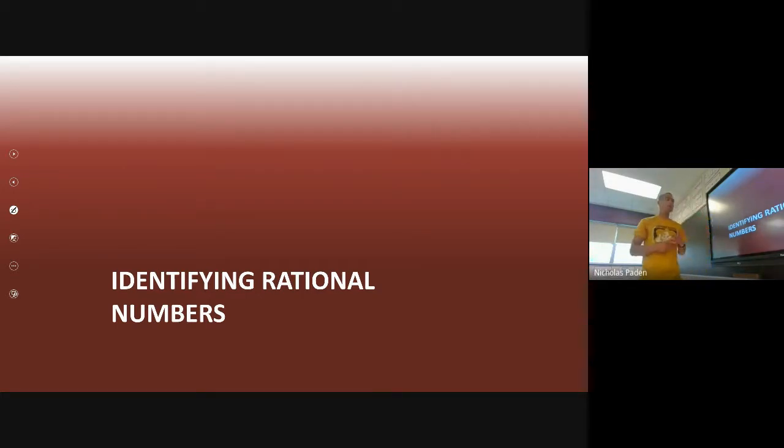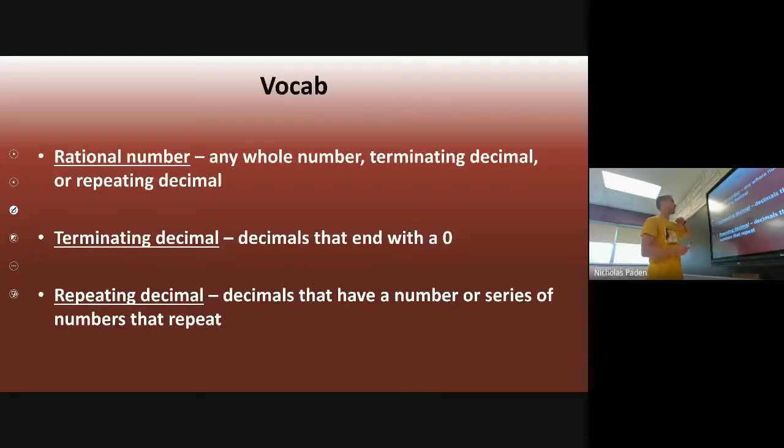There are going to be several vocab words that we have to get down. So these first three, you want to make sure that you've got down: a rational number, a terminating decimal, and a repeating decimal. So go ahead and pause your video right now and get these down.